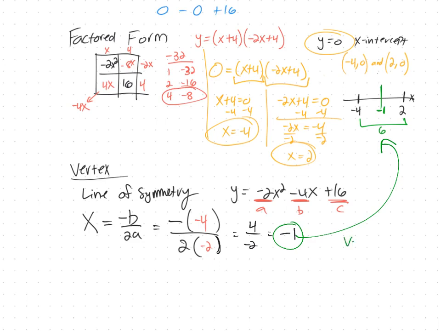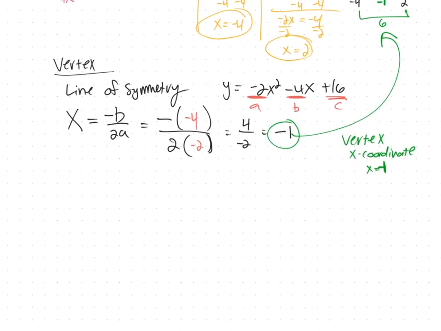So in our vertex, the x-coordinate is going to be negative 1. And we can use the equation that we have to find the y-coordinate. That's the beauty of functions. Y equals negative 2x squared. Well, let's do that again.